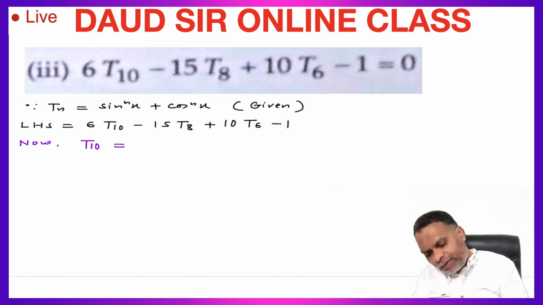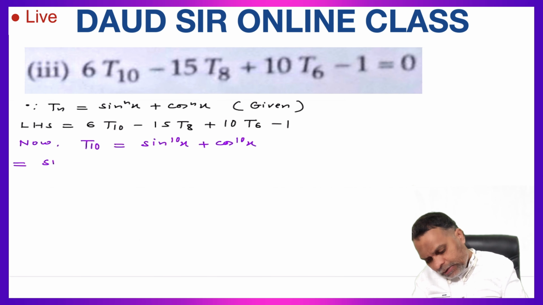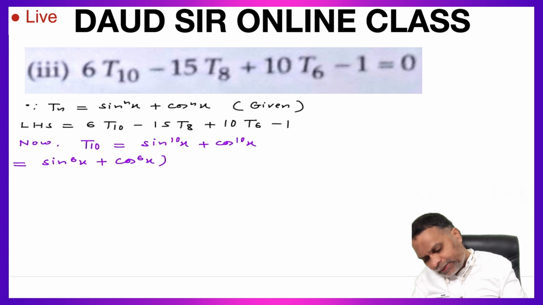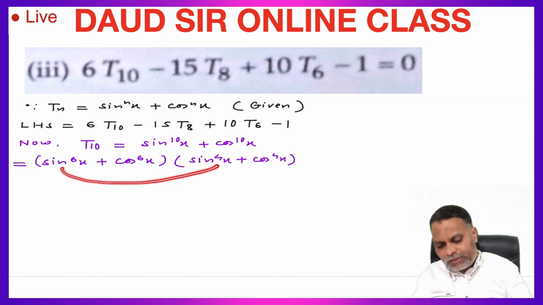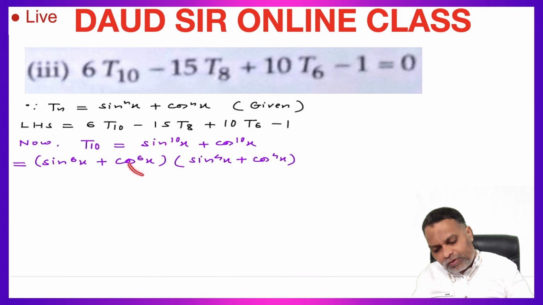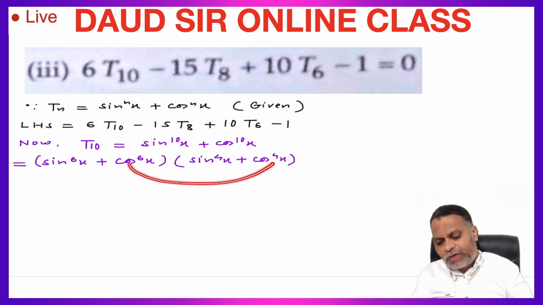So T10 will become sin raised to the power 10x plus cos raised to the power 10x, which is equal to sin raised to the power 6x plus cos raised to the power 6x into sin raised to the power 4x plus cos raised to the power 4x. But when we open this bracket, then we will get sin raised to 6 and sin raised to 4, it will become sin raised to 10x, and cos raised to 6 and cos raised to 4, it will become cos raised to 10.